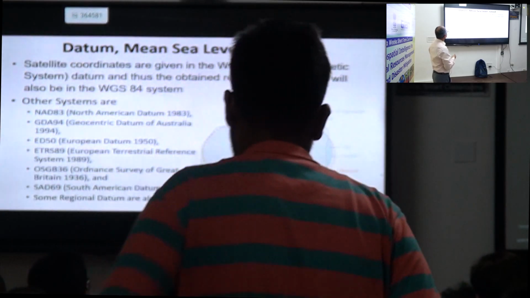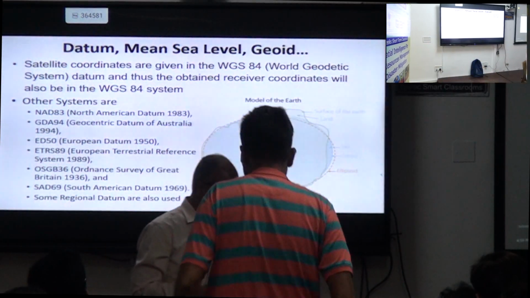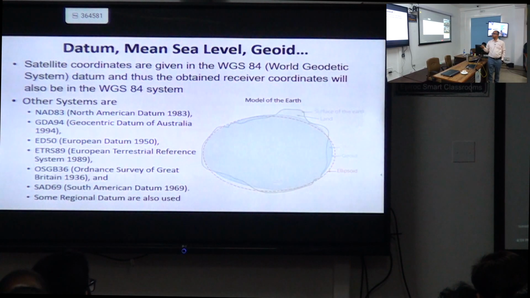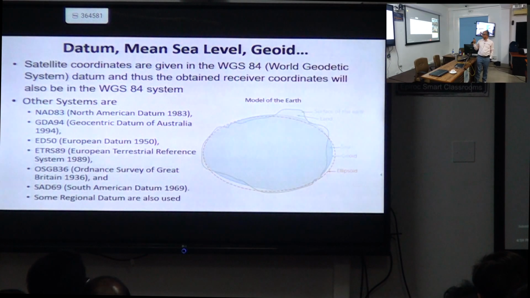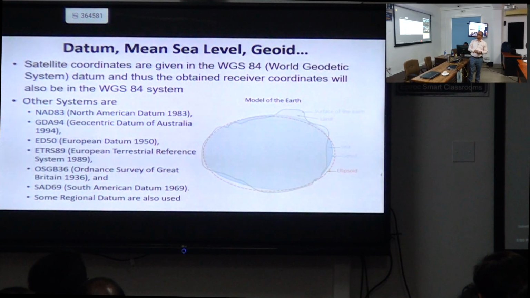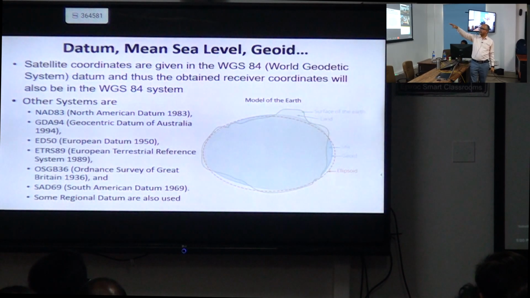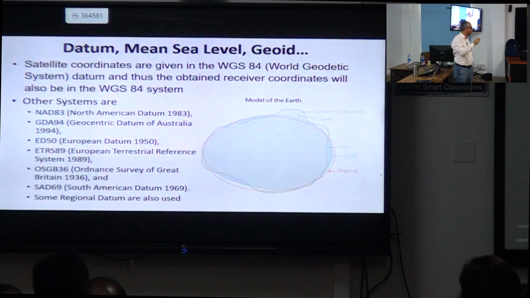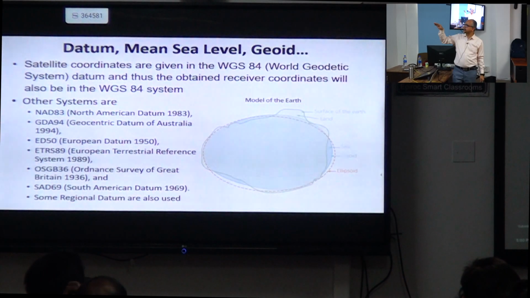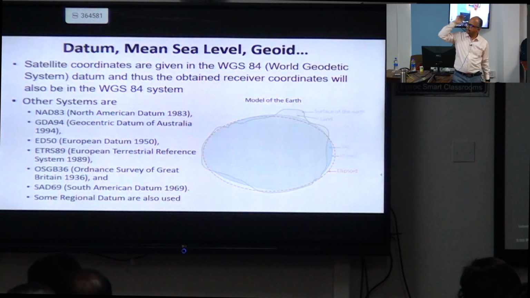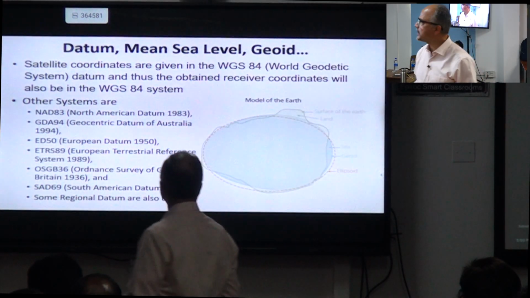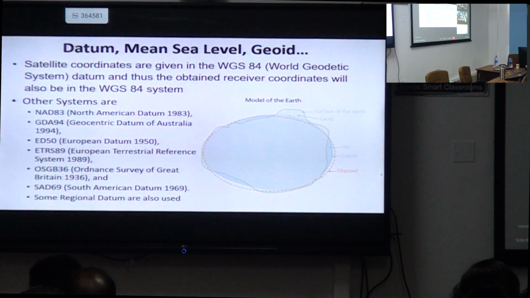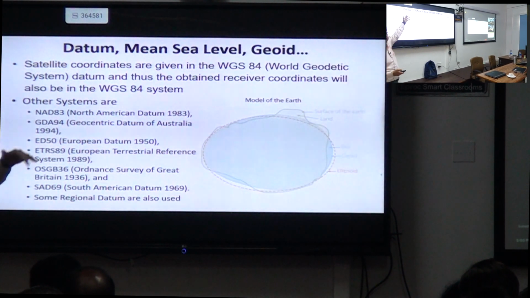Okay. Now, the next point is the satellite coordinates. When we say satellite coordinates, these are given in the WGS 84 system. I think many of you have used WGS 84. It is very common, we use these things. It is basically the World Geodetic System, and this is nothing but a datum. For any survey, we always have to have a datum, and thus, based on this datum only, we are giving the satellite position. Okay.